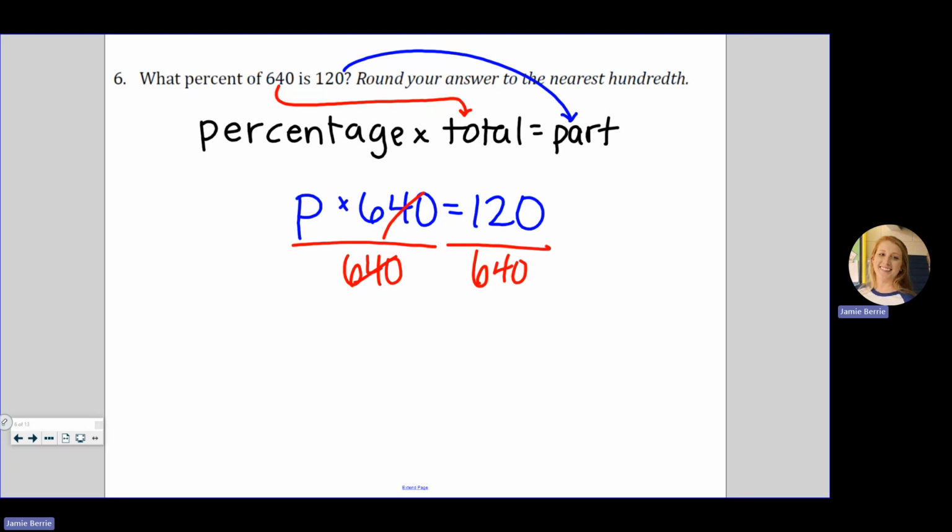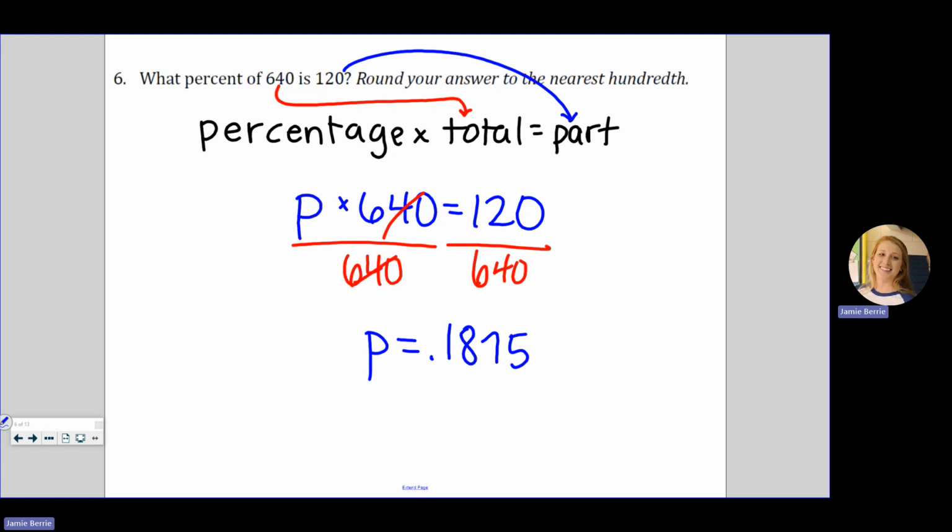Let's see, 120 over 640. I got 0.1875. I'm not done yet. This is in decimal form. So remember, we said that 15% was 0.15.